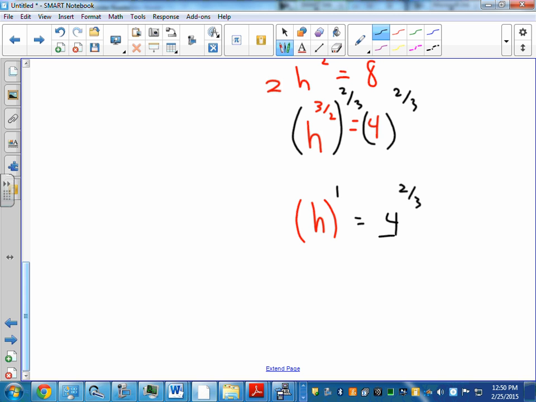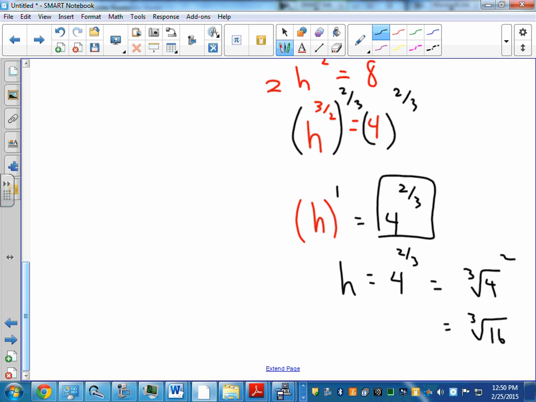And you could actually stop right there. That would be fine. We don't have to simplify once we get 4 to the 2/3. If you wanted to write it as a radical, this is the cube root of 4 squared, or if you want, the cube root of 16. Any one of those would be fine. If you wanted a decimal, you could, but you don't need a decimal.